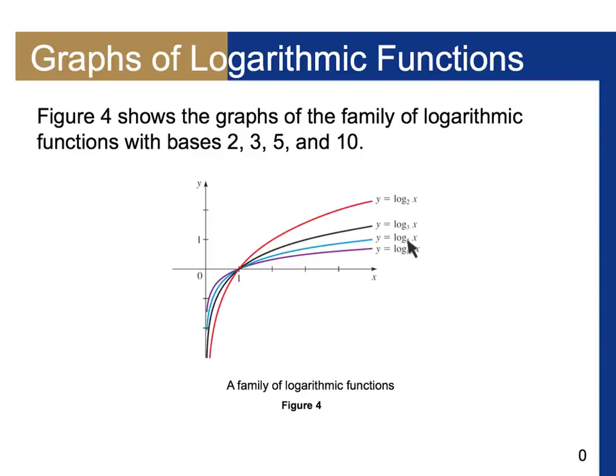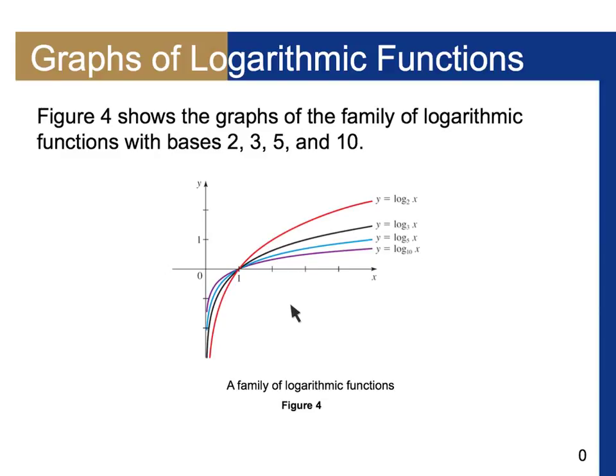Okay. Now let's look at the blue. That's log base 5. See, it doesn't grow quite as fast, right? And then it doesn't decrease quite as fast either. Okay. And then log base 10 of x grows the slowest of those four, okay, and then it decreases the slowest. Okay. But they all meet at 1, 0.